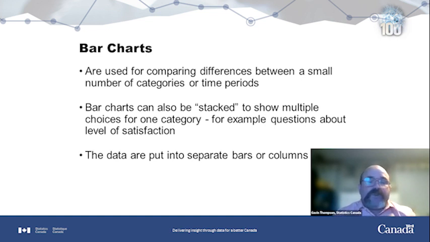We can also stack them, which I'm going to show, I think, on the next graph, to show multiple choices for one category. So, for example, questions about levels of satisfaction, this is very, very commonly used with a stacked bar chart. And we can either separate this data into different bars or columns. Oh, it's coming up in a bit.